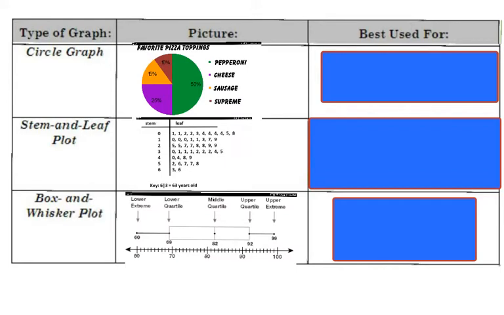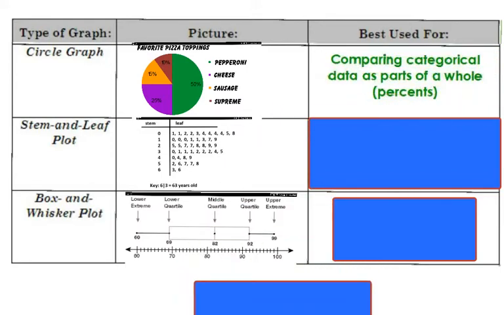The next one is a circle graph, and that's best used for comparing categorical data as parts of a whole, so in percent. That's why when you see a circle graph, there's always a percent, so that you can see very easily how many people's favorite pizza topping is pepperoni versus cheese, sausage, and supreme. It makes a nice picture, but it always has percents.